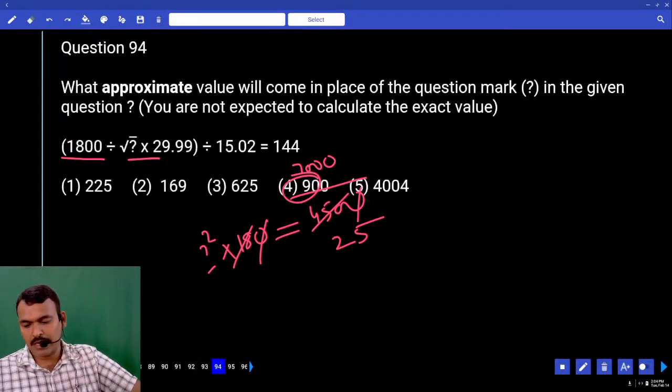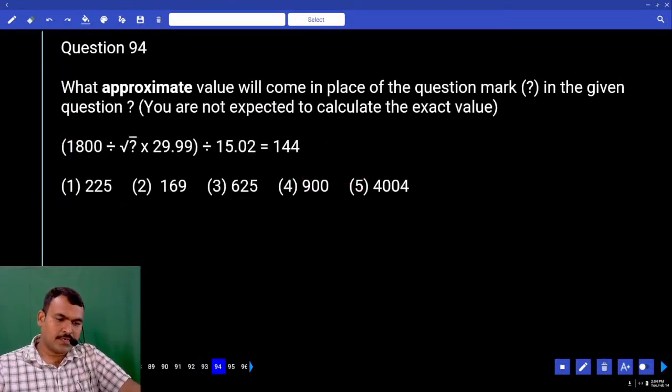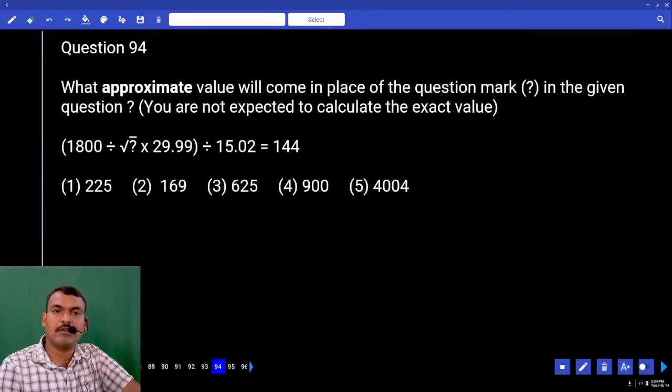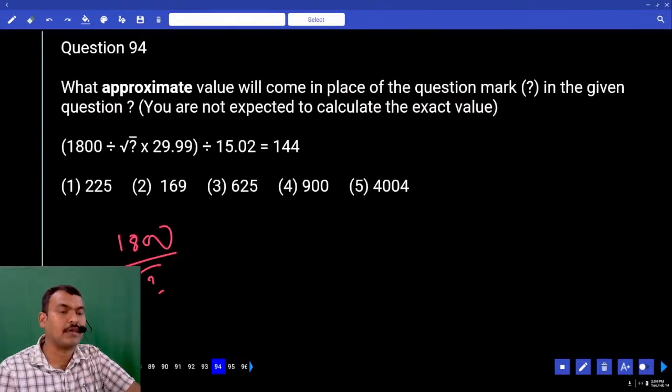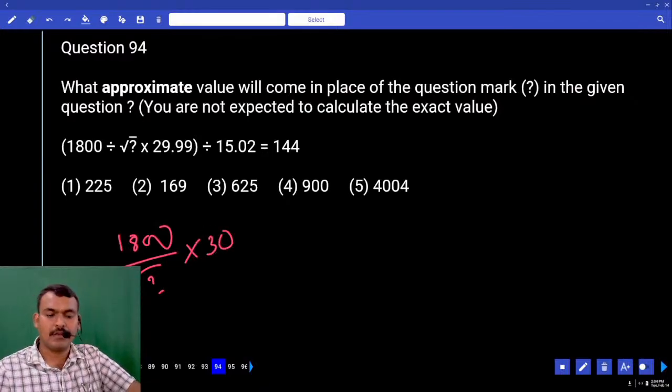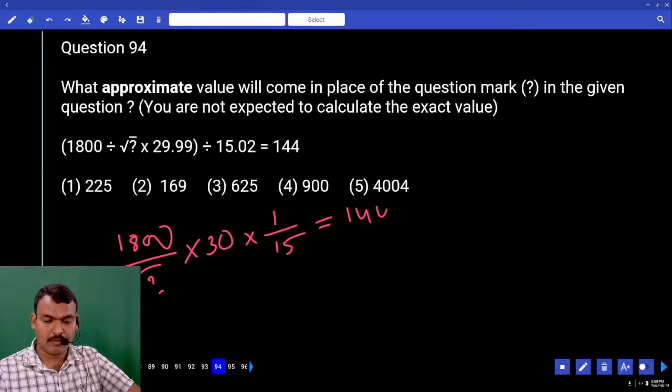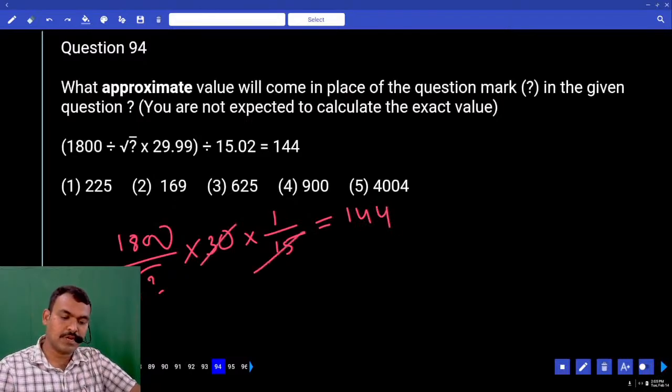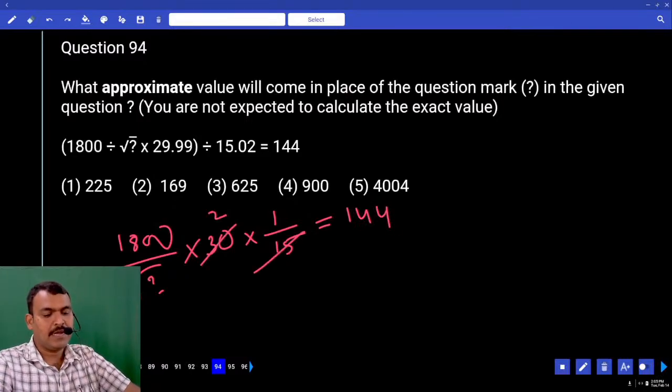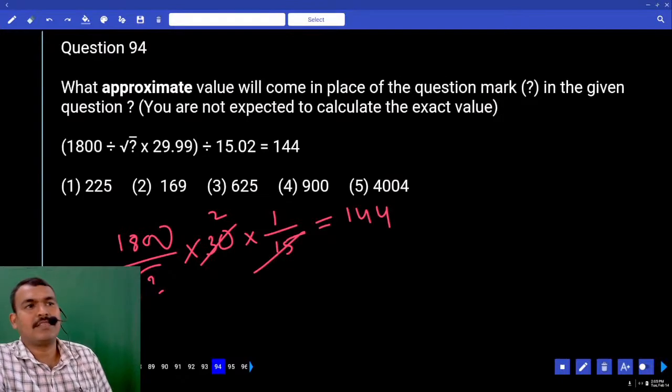Next question number 94. First priority, left hand side bracket value, or not? 1800 divided by square root of something into how much? 30. Divide by 15. This one we written into 1 by 15, or not? That is equal to 144. 15 how many times? 30. 2 times. 1800 into 2 means 3600.